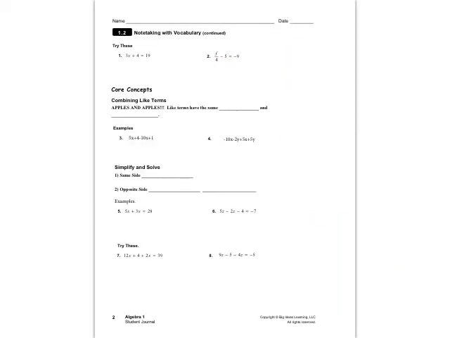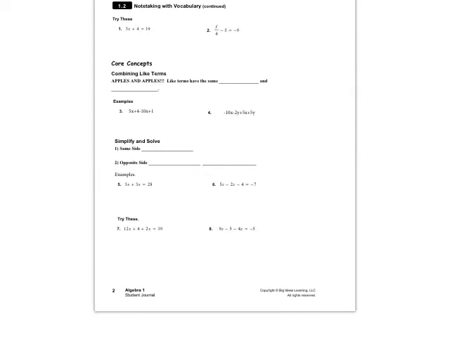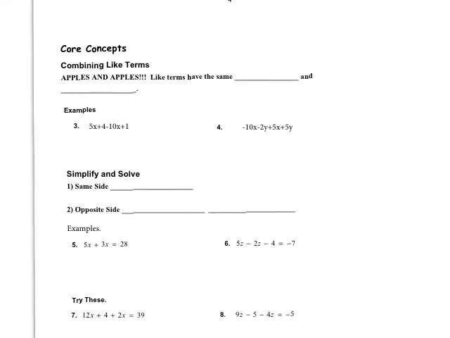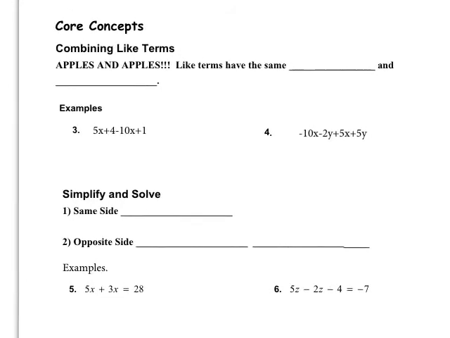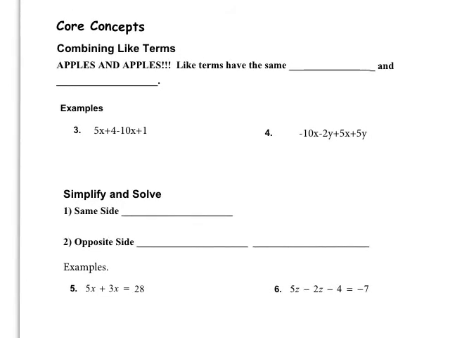Okay, we're going to skip over the try these for sake of time. Let's just go to the core concept. So we talked about combining like terms a lot already. We talked about it during warm-up, right? Apples and apples. What were the 2 sames that have to be true? Same variable.